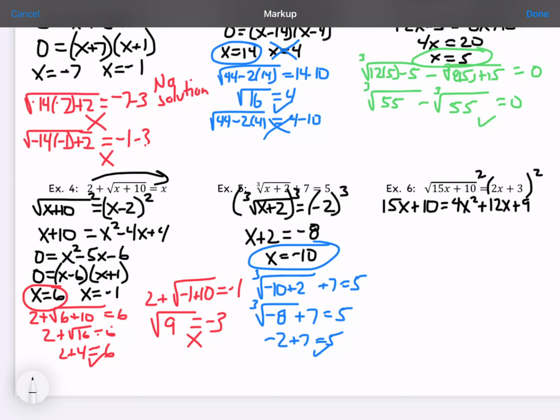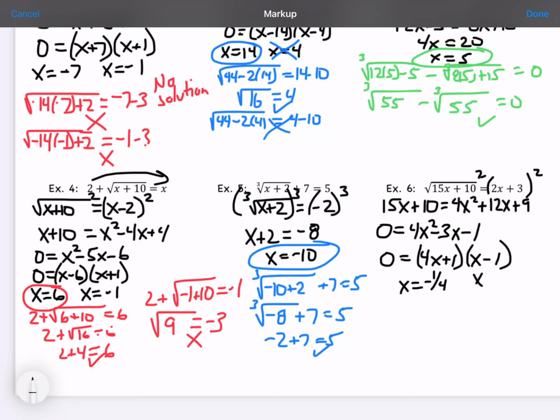And now I'm going to combine everything. 0 equals 4x squared minus 3x minus 1. And I just factor these out. 4x plus 1 times x minus 1. So I end up with x equal to negative 1/4 and x equal to 1.